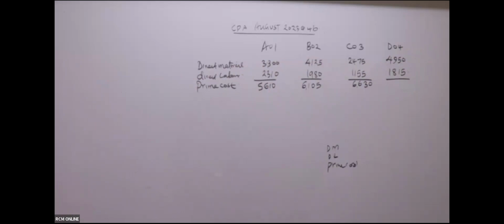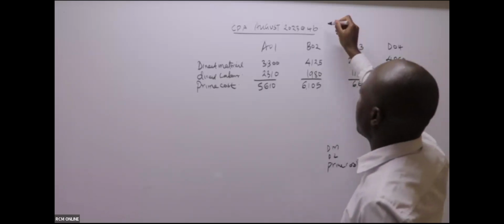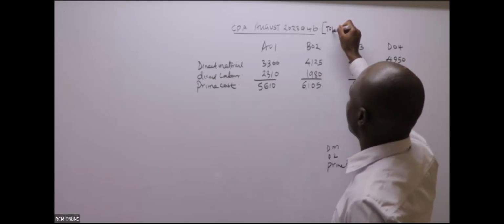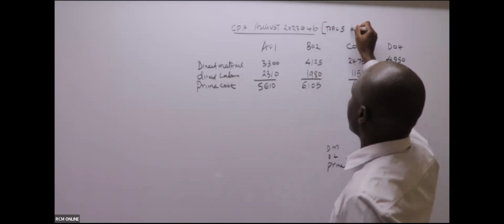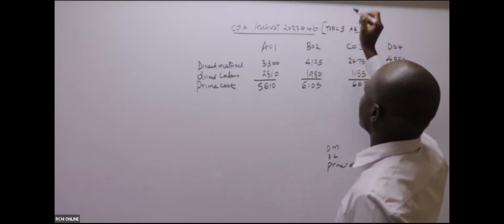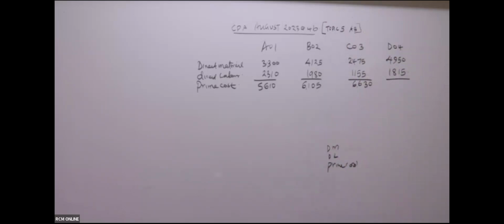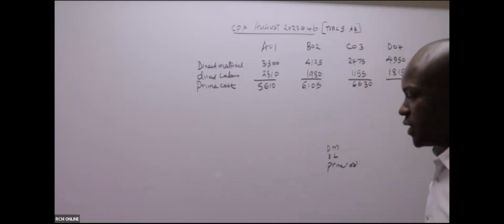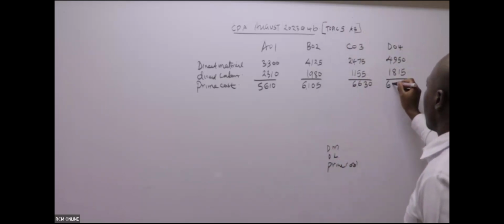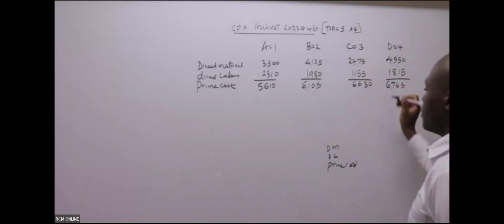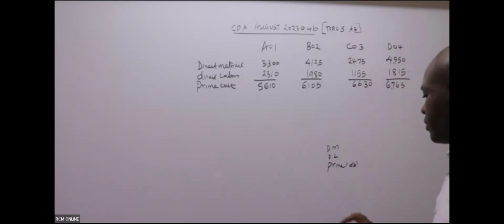So what do we have? The last one, somebody should be able to add for us. Remember, this question is from topic number 5, that is activity-based costing. So the last one, I'm told we have 6765. So are we together up to that point?